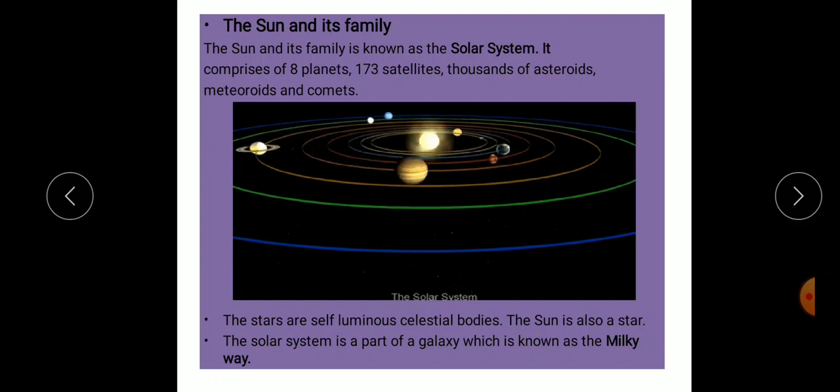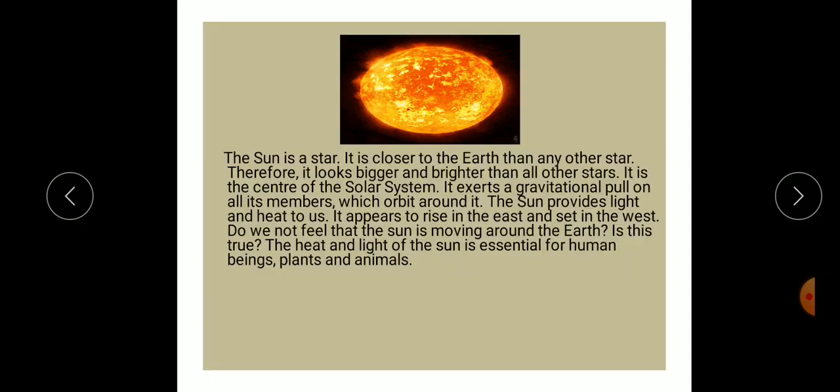The sun, planets, and other celestial bodies are revolving around the sun, like Mercury, Earth, Venus, Mars, Jupiter, Saturn, Neptune. All these are revolving around the sun, and that is called our solar system. Next is the sun.